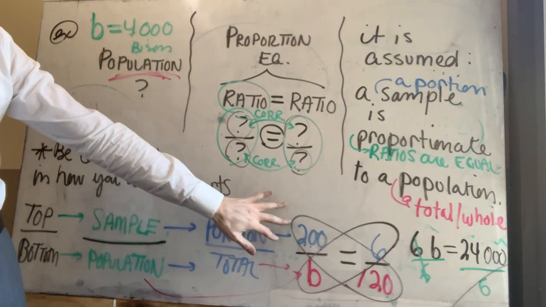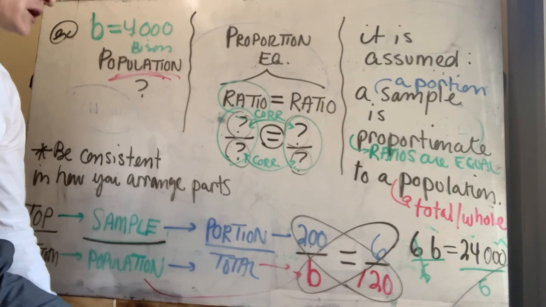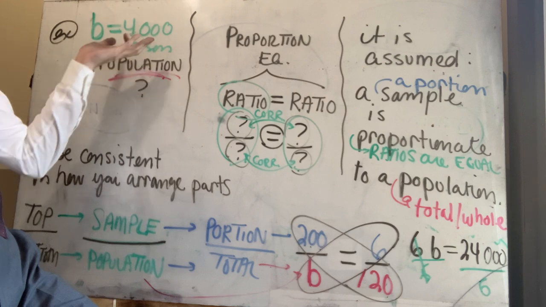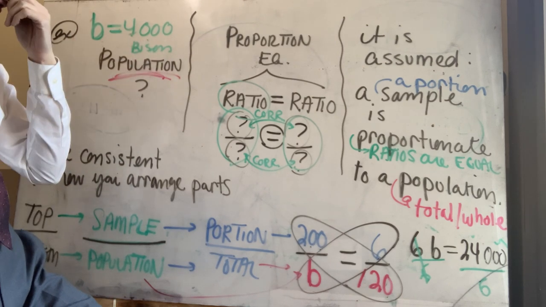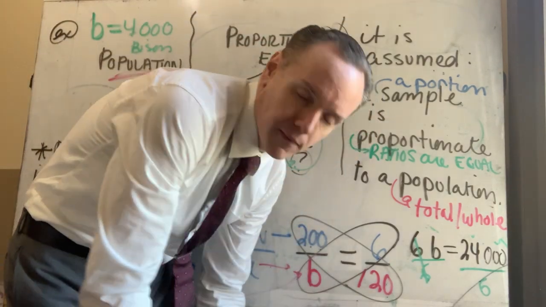I'm not sure why they decided 200 was the original amount that they tagged. But having done just that little bit of work, they spared themselves 3,800 bison. So the benefit of this, I hope, is obvious.